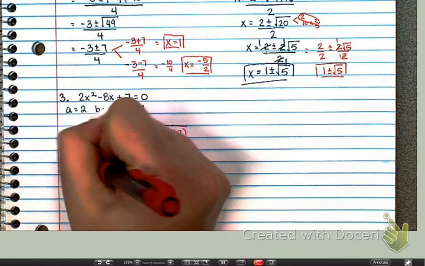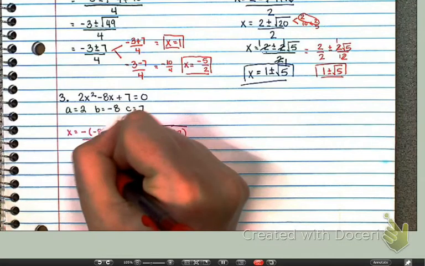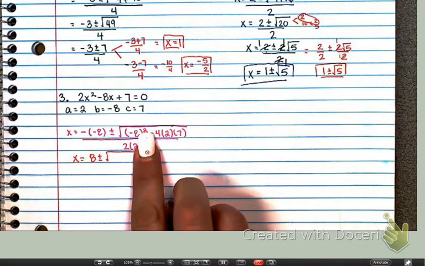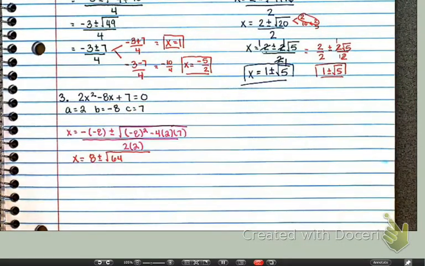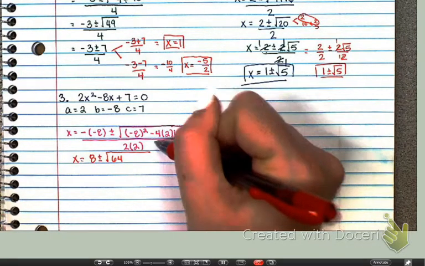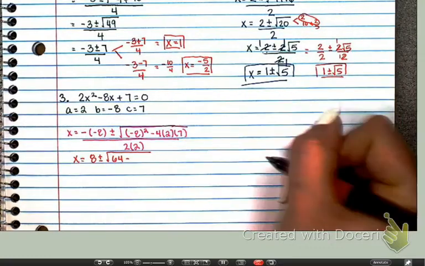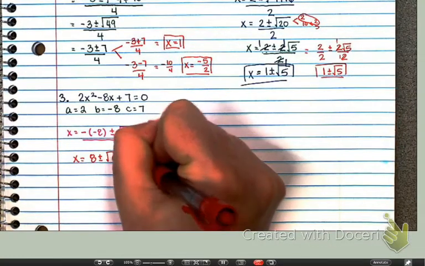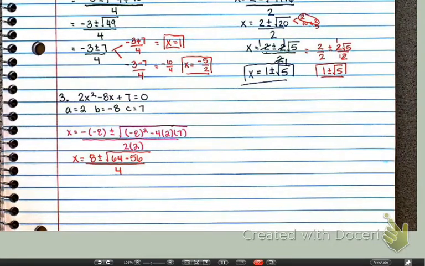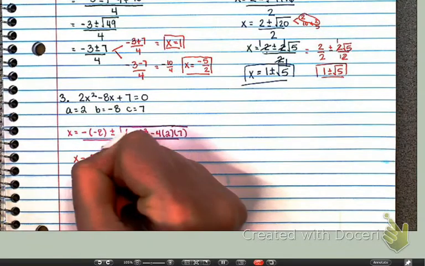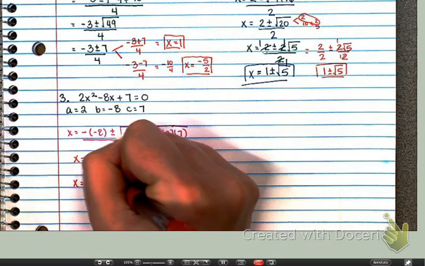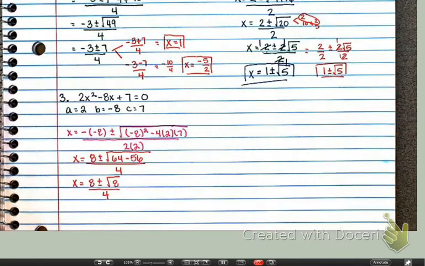So I'm going to simplify. That negative and a negative become a positive 8 plus or minus the square root of negative 8 squared is a positive 64. Negative 4 times 2 is negative 8. Negative 8 times 7 is what? Okay, negative 56. All over 4. X equals 8 plus or minus the square root of 64 minus 56. What'd you get? 8. And again, as I walked around, I saw everyone get to this part.